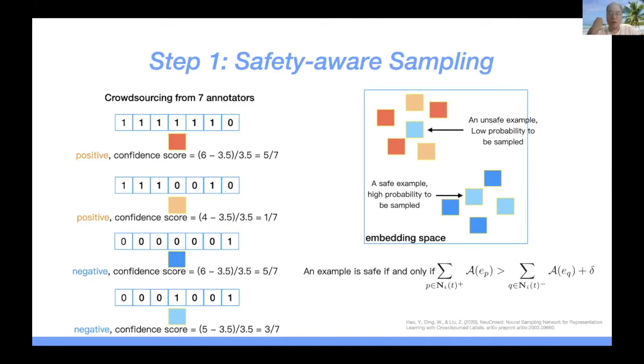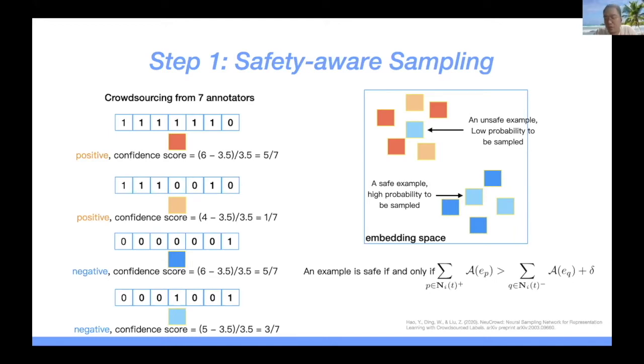And how do we decide if an example is safe? We need to go to the latent space. So actually the idea is that for any example in the latent space, we want to look at its neighbors. If the majority of the neighbors have a class label different from the example studied, we think this one is an unsafe one.